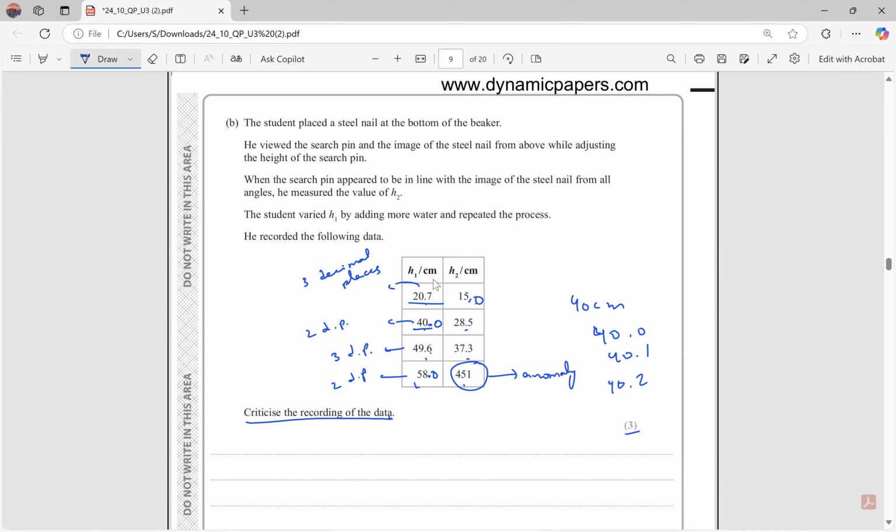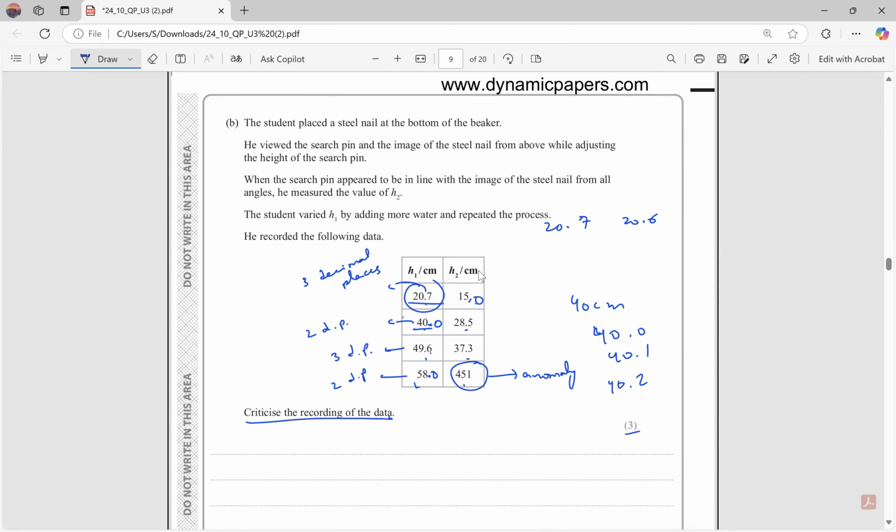The student also did not take repeats. Like for 20.7, and all other readings, he just measured once and decided it was this value, while there could have been a random error, there could have been a mistake. So maybe if he repeated 20.7 sometimes, it could have been 20.7 the first time, the second time it could have been 20.6, the third time it could have been something else. And then taking a mean would ensure there is no systematic adder in there. It would improve the accuracy.